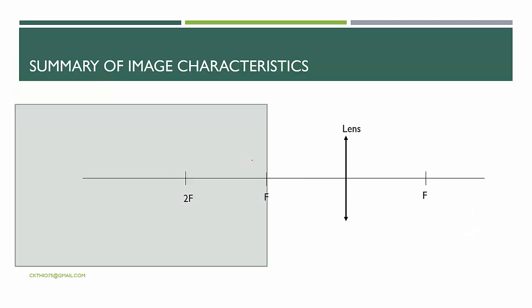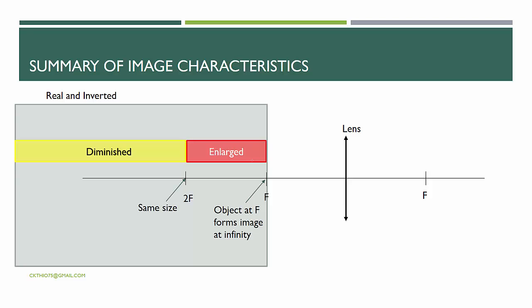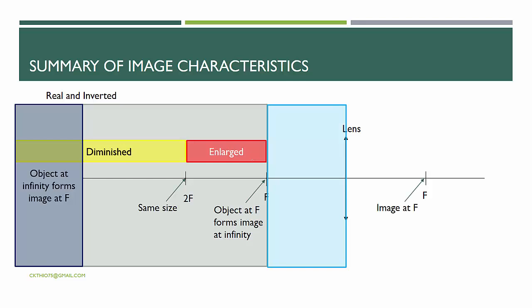So a summary of the image characteristics. Generally anything that is more than f will be real and inverted, but more than 2f will be diminished. In between f and 2f is enlarged. At 2f is same size. At f the image will be formed at infinity, very far away. An object at infinity forms an image at f, which is over here. So anything that's less than f in front of a lens would be upright and enlarged. So generally that's all for now.